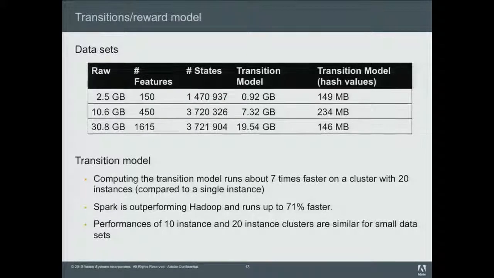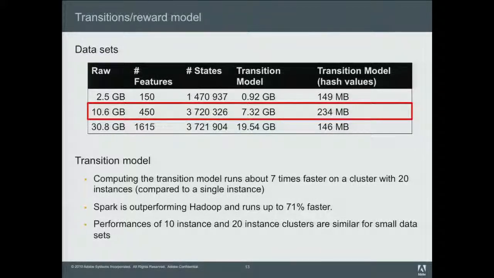So let's look a little bit more into detail at the second data set. This data set is from Adobe Test and Target. I can't tell you what company we are supporting here, but we have 10 gigabytes of data. We are using, in that case, 450 features. We have about 4 million states, and the transition model results in about 7 gigabytes of space. But if we represent the states not by the vectors I described, but by the hash values of these vectors, that means 1 hash value per vector, then the transition model is about 234 megabytes big.